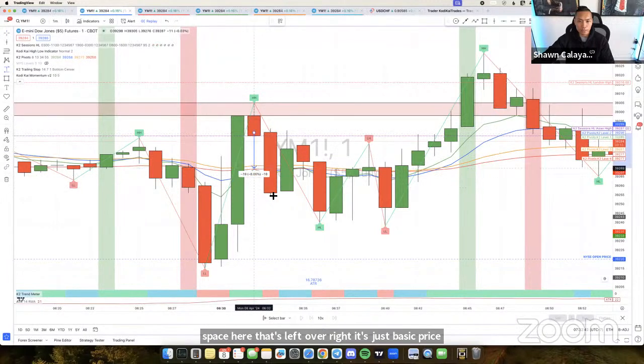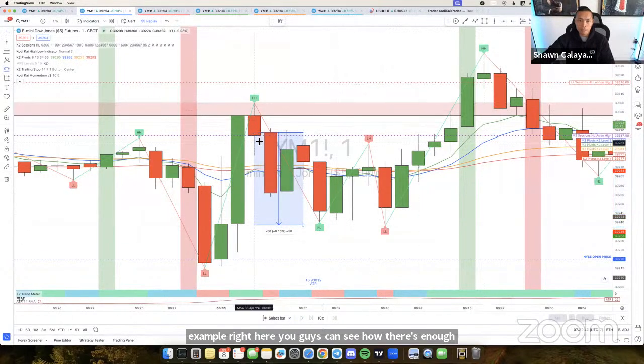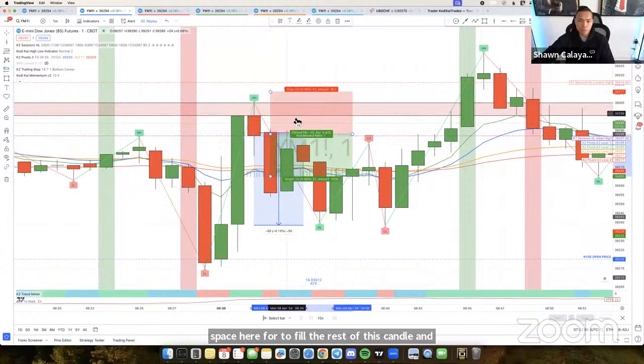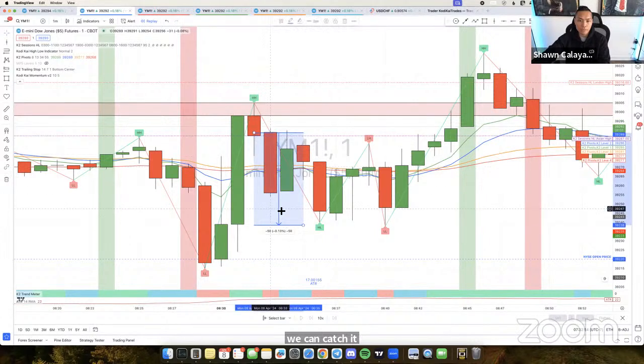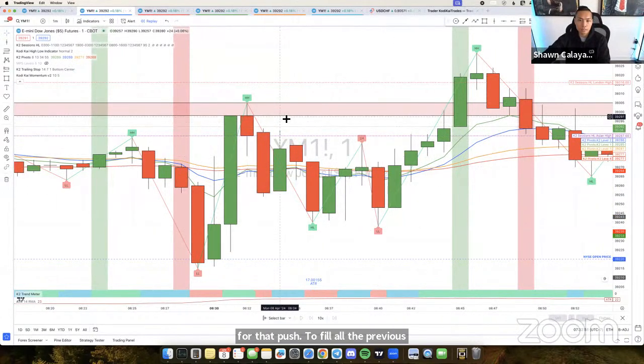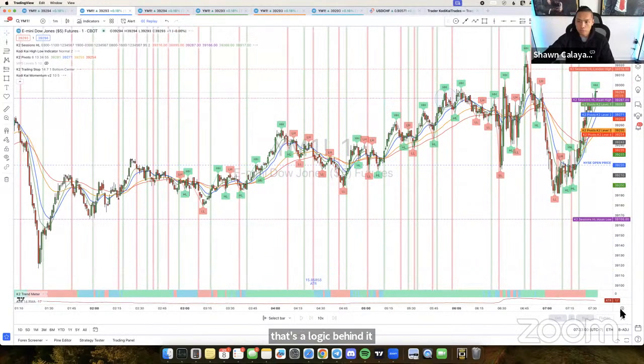So for example, right here, you guys can see how there's enough space here for it to fill the rest of this candle. And that's why we would enter at this point off the reversal so that we can catch that push to fill the previous candle there. So that's the logic behind it. And let me go back to the candle that we took earlier.